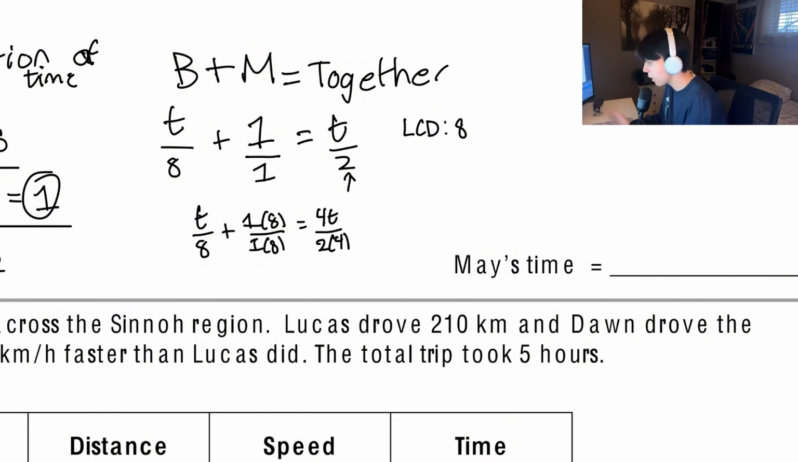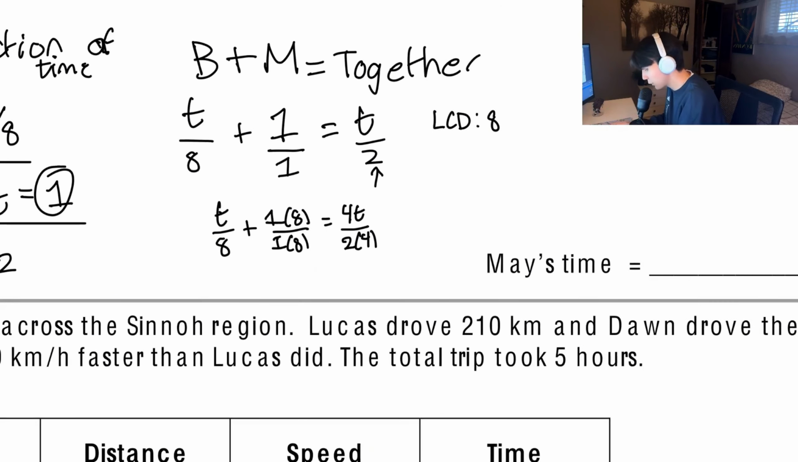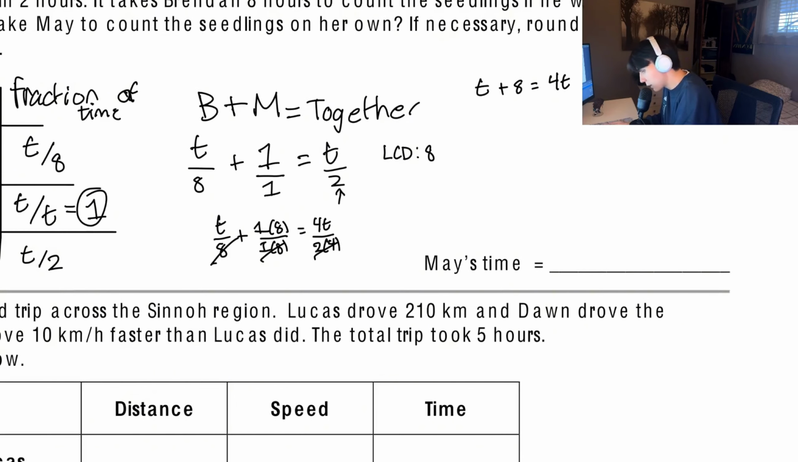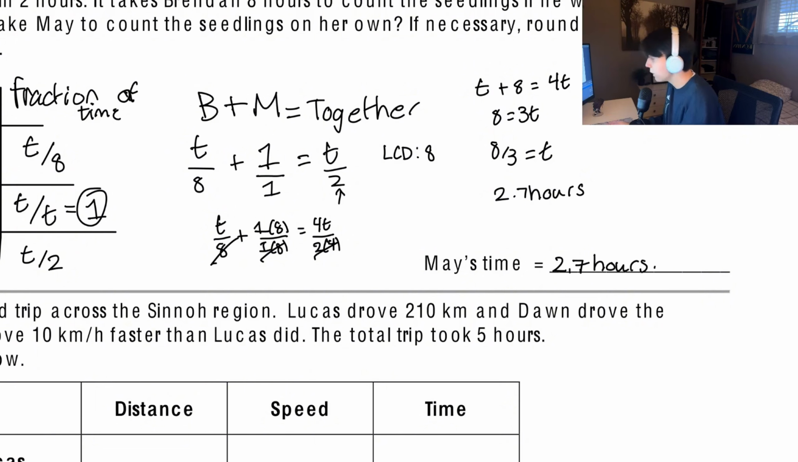So now that we've made all our denominators equal, remember from our last one, we can cancel out all of these. What you're going to be left with is t plus 8 is equal to 4t. We subtract t from both sides and get 8 is equal to 3t. Then you isolate t by dividing by 3 and get 8 over 3 is equal to t. When you evaluate this, it gives approximately 2.7 hours, rounded to the nearest tenth. So May's time is going to be 2.7 hours. And that is how you do that word problem.